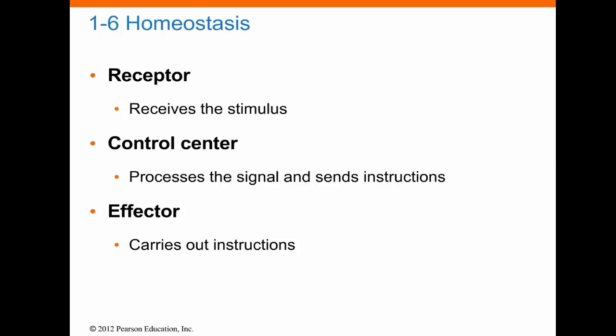So within homeostasis, you've got a receptor which will receive the stimulus, the control center which will process the signal and will send instructions to certain parts of the body to do something, and the effector which will carry out the instructions.